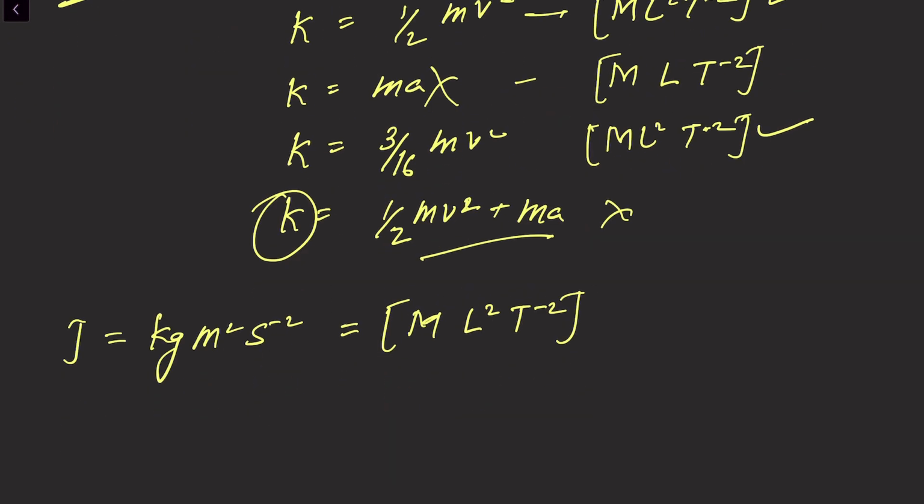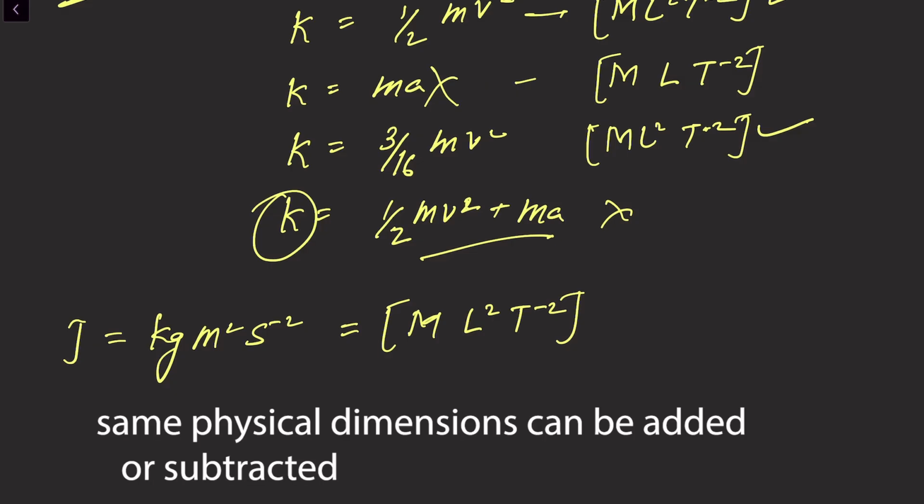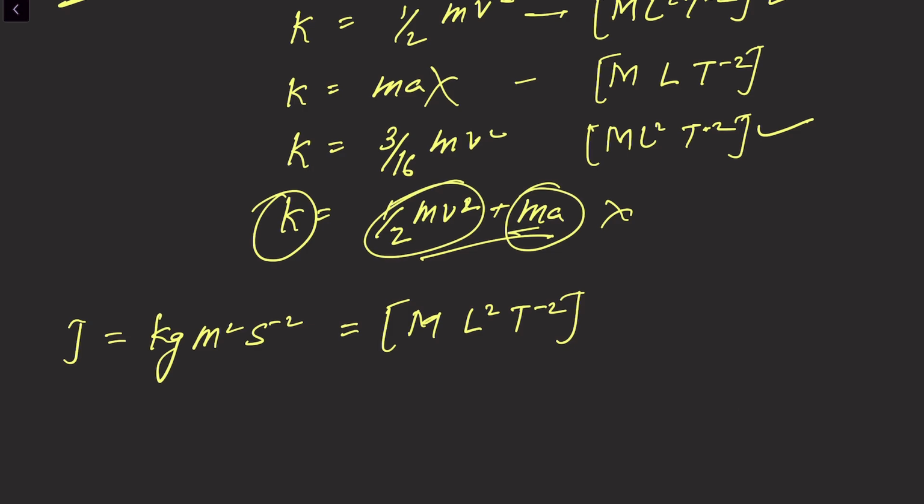Okay, so every correct formula or equation must have the same dimensions on both sides of the equation. Also, only quantities with the same physical dimensions can be added or subtracted, right? So this cannot be added to this because this is force and this is kinetic energy. You cannot add force and kinetic energy.